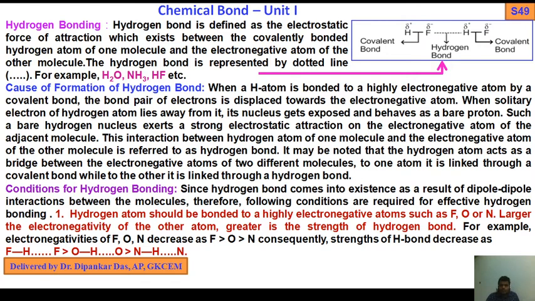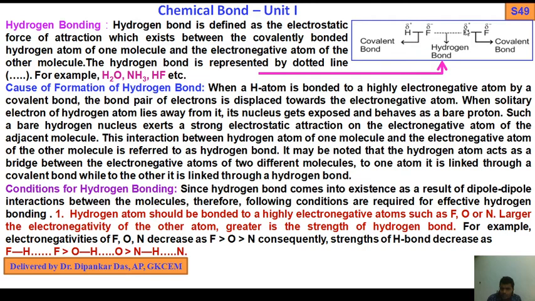So the covalently bonded hydrogen atom of one molecule and the electronegative atom of the other molecule. This is the hydrogen, and this hydrogen can form a hydrogen bond. Similarly, this hydrogen can also form a hydrogen bond. So these hydrogens can form a bond with the more electronegative atom of other molecules, maybe the same or different. Here they are the same molecules, two HF molecules. If it is water, okay, if it is ammonia, no problem.